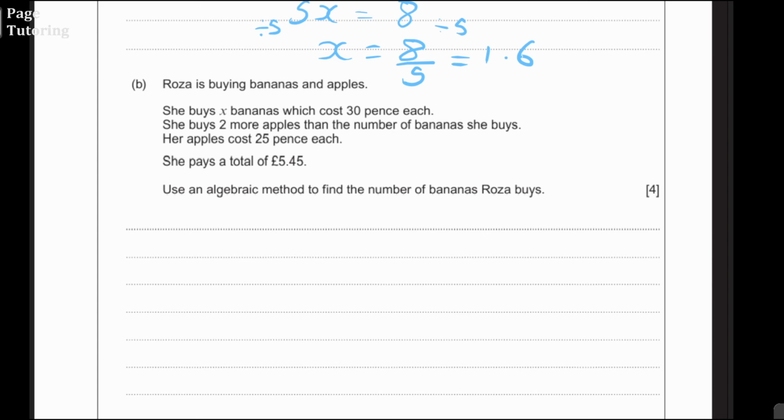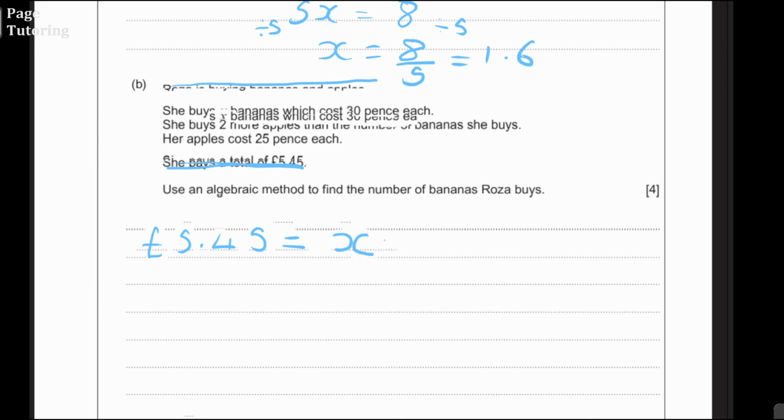First of all, there's loads of information, so anywhere that we don't need to read it again, we're just going to get rid of it. Rosa is buying bananas and apples, we don't need to read that again. We know that she's paying in total £5.45, so I'm going to start with that. I'll put £5.45 here. That's going to be equal to, and I can get rid of that now, she's buying x bananas, so x times how much the bananas cost, 30p.